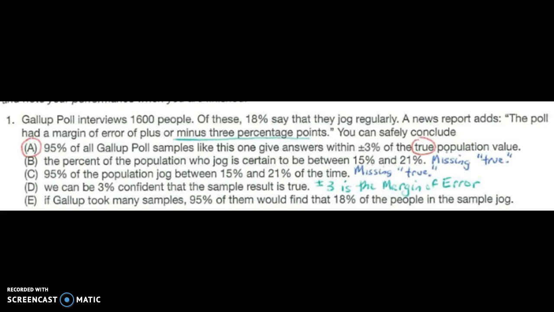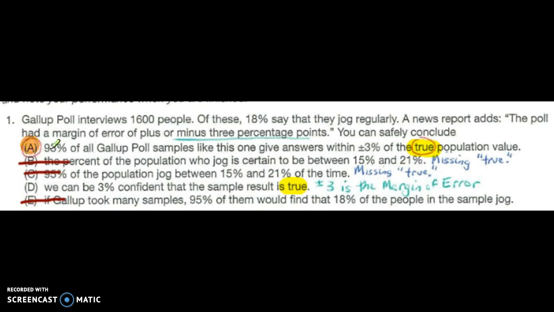In problem number 1, they're asking me to interpret a confidence interval. So in a confidence interval, I'm saying something from the sample about the population. So I need to have the word true, or I need to have the word actual in my interpretation. That means B is incorrect. It's missing the word true. C is incorrect, and so D is incorrect. So I need to look at A and D to figure out which is correct.